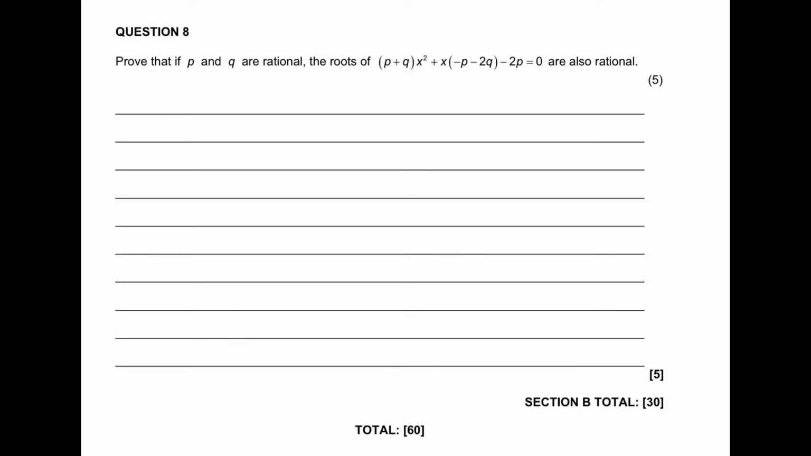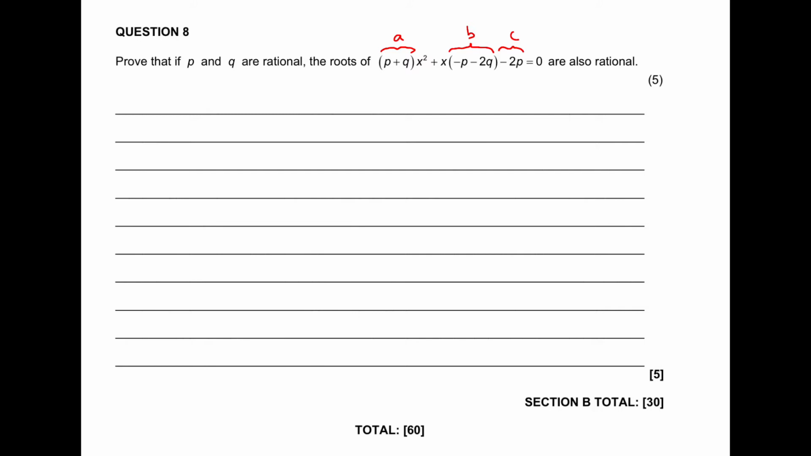Question 8. Prove that if p and q are rational, the roots of (p plus q) times x squared plus x times (minus p minus 2q) minus 2p equals 0 are also rational. Okay, so this follows the form of ax squared plus bx plus c, where this is your a value, this is your b value, even though it says x times b, it's the same as bx, and this, including the negative, is your c value.